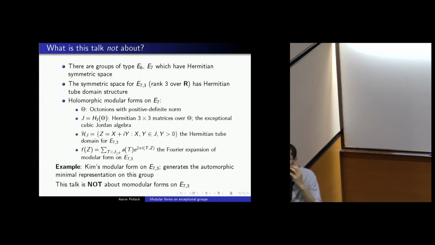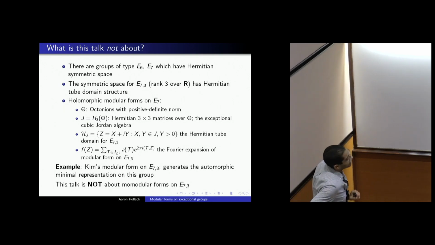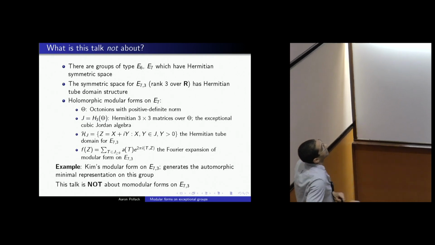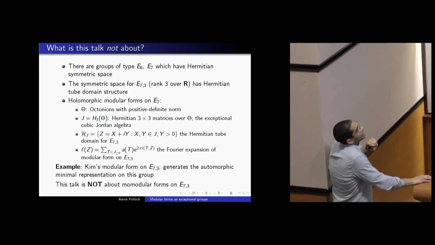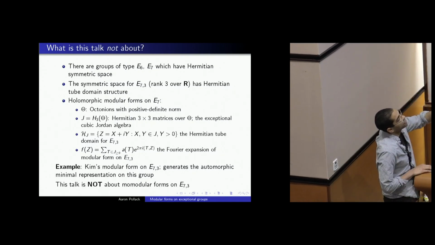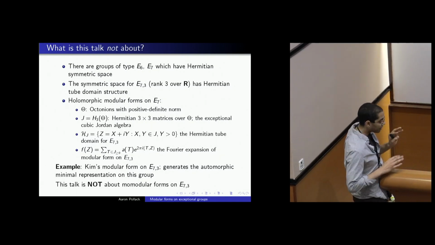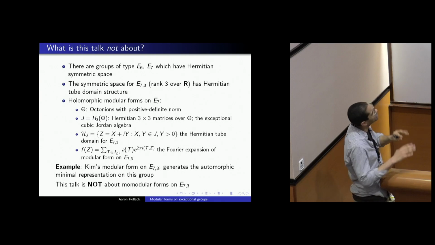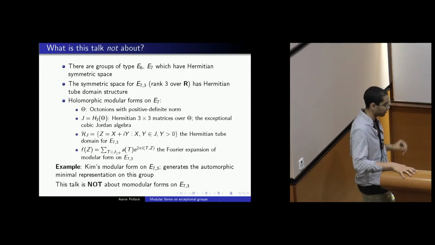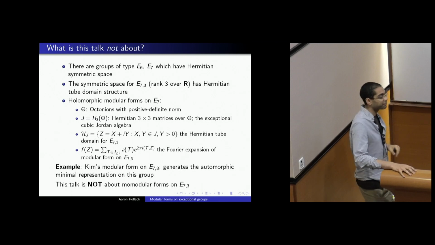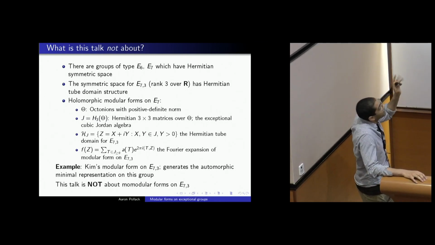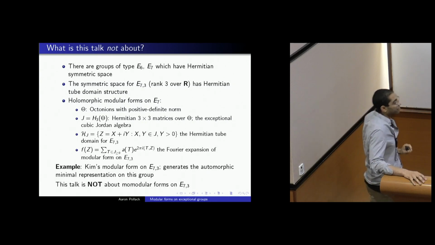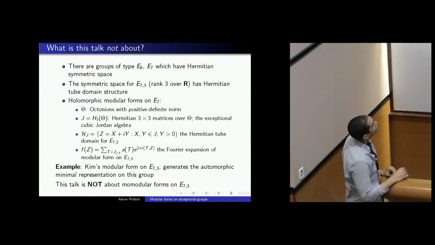So what is this talk not about? If you take E6 and E7, then there are two real forms of them for which the symmetric space is a complex manifold. In particular, the group E7 has a form that is rank 3 over the real numbers, and that group has a Hermitian tube structure. The symmetric space does. So you can consider holomorphic modular forms for that group. This talk is not about those, but I'm going to mention a little bit about them anyway because they'll show up later.